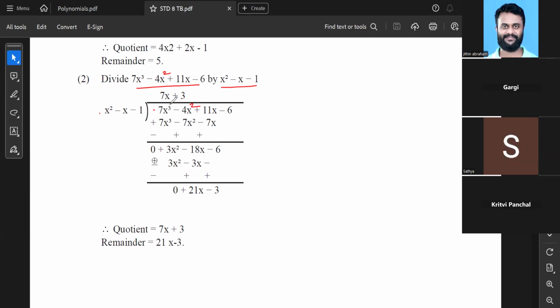Now, first of all, you're supposed to divide the first term with the first term. In this case, the first term is x square. 7x cubed divided by x square gives you 7x. Then what you have to do? You have to multiply this 7x with the whole quotient, which will give you 7x cubed minus 7x square minus 7x. And then you have to subtract both of them. When you subtract, 7x cubed minus 7x cubed becomes 0. Minus 4x square plus 7x square gives you plus 3x square.